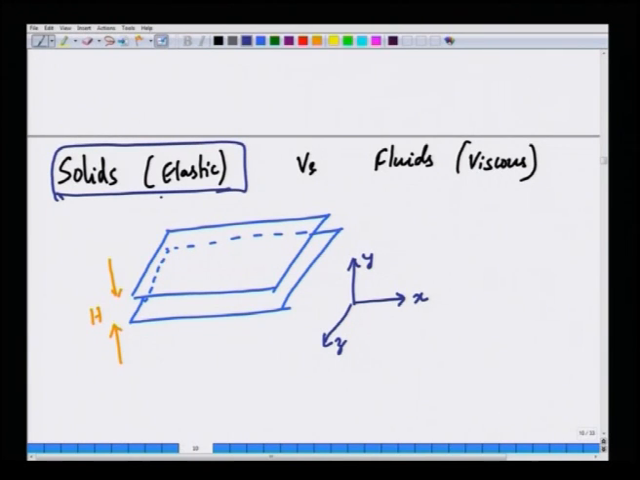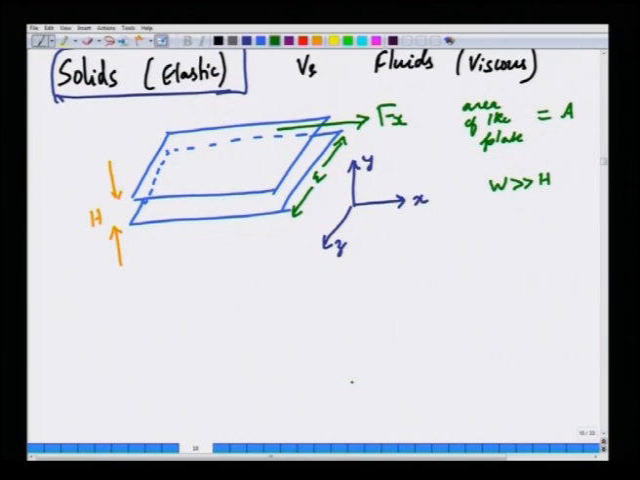Okay. Imagine keeping a piece of elastic solid in between these two plates, and let us apply a force F x in the x direction. Okay. Let the area of this plate be A. So, you are applying in essence a stress F x divided by the area on the top plate. Okay. Let us further assume that the third dimension W along the z direction is very large compared to h. So, essentially we do not have to worry about any variations in the third direction z.